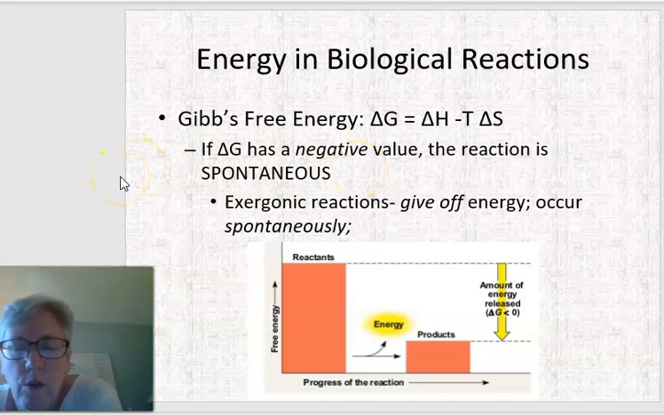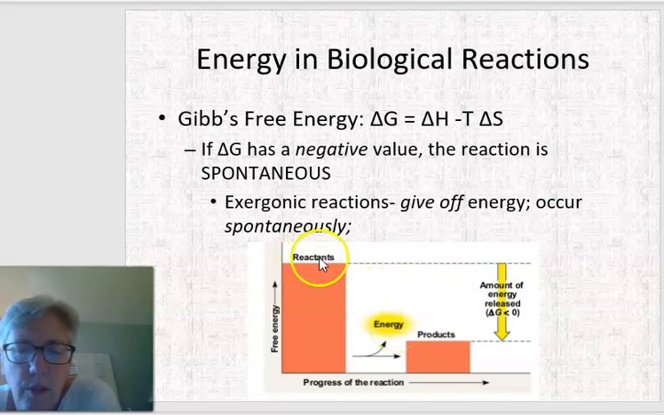And the word exergonic means the reaction will give off energy and occur spontaneously. So in this little graph, we've got free energy on the y-axis and time on the bottom. If we start out with reactants that have this amount of free energy and they get converted into products, and as a result energy is released, that is giving off energy. So this is an exergonic reaction.